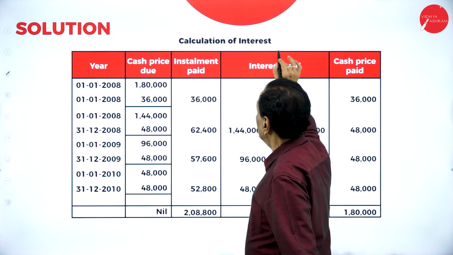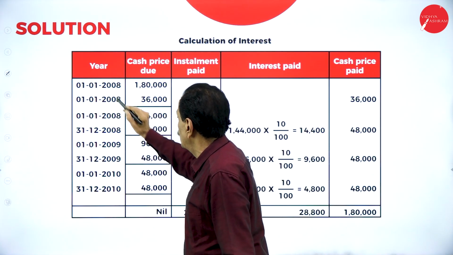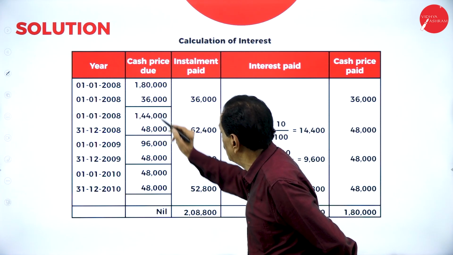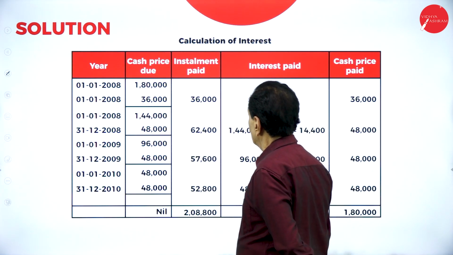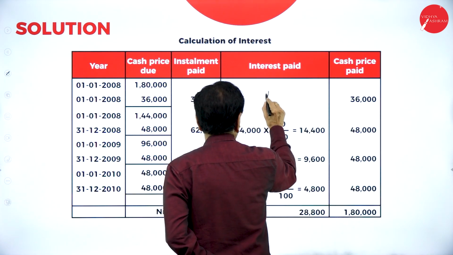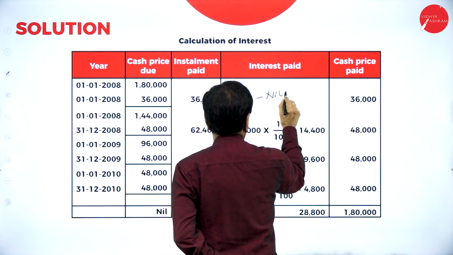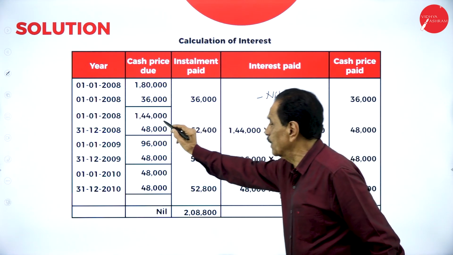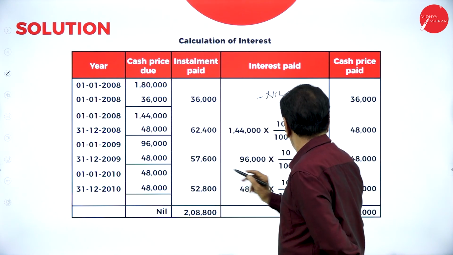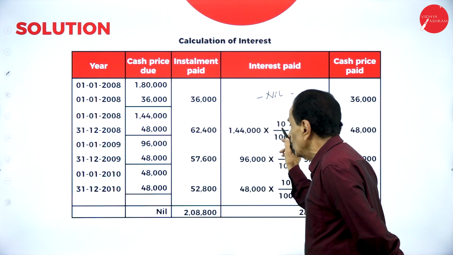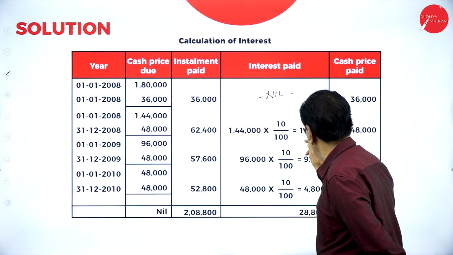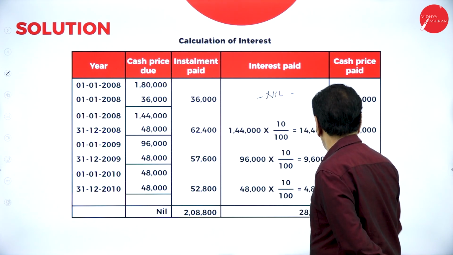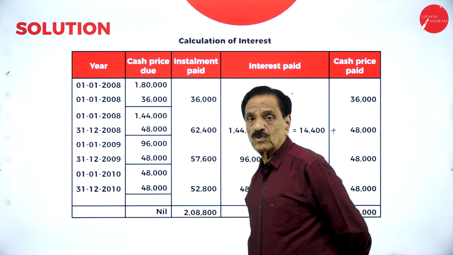Come back here. Calculation of interest. On 1/1/2008, the cost is 1,80,000. How much down payment is made? 36,000 installment paid. No interest on this, this is the down payment. The balance is 1,44,000. At the end of the year, you are going to pay 48,000. What's the rate of interest? 10%, 14,400. 48,000 plus 14,400 becomes 62,400.